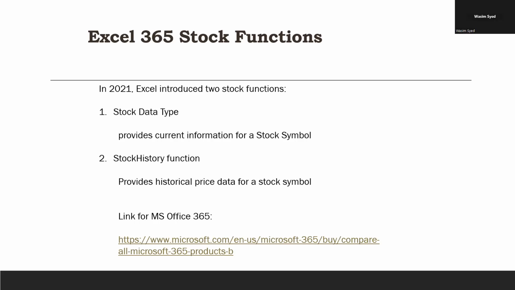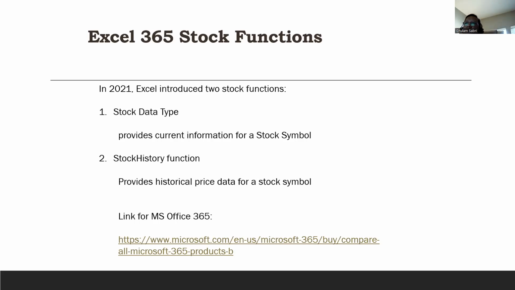Some people nowadays start using Google Sheets or some free spreadsheet, but free is free. And Excel has its new version, 365, rolled out. In 2021, they introduced two stock functions. One was the stock data type, which provides some information for a symbol, and one was the stock history function. They charge you an annual subscription for this, $69 or $70 for one person, and $99 for a whole family of 5 to 6 people. And for business enterprises, the rates are different, on a per month basis.